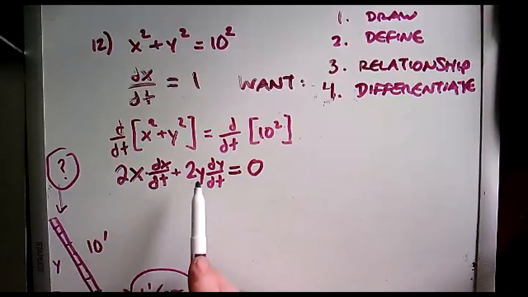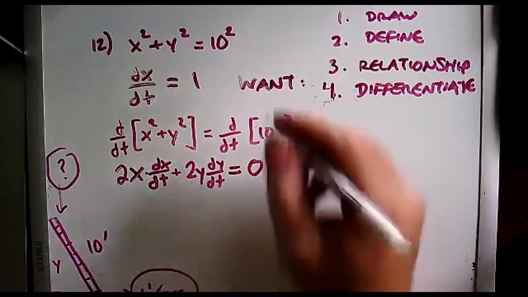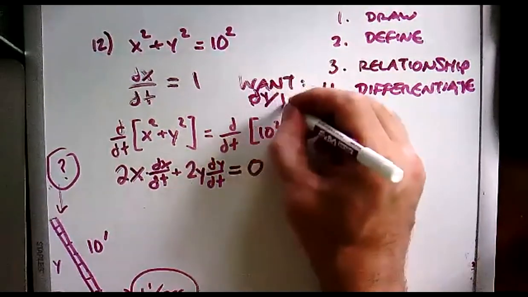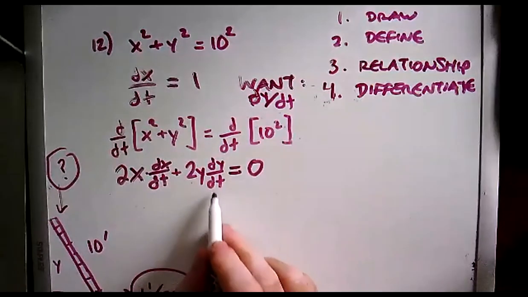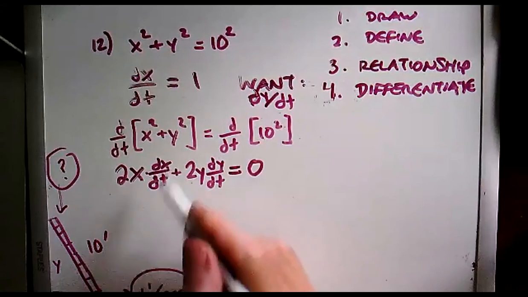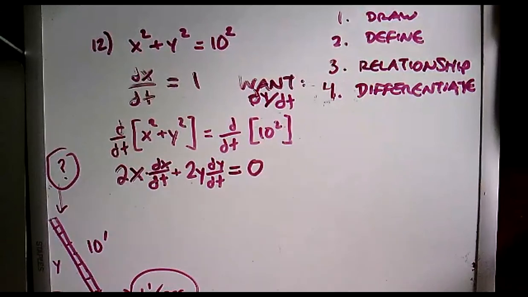Okay, so this looks a little bit like a mess. We have x's, y's, dx/dt, dy/dt, and we're going to need to plug in 3 of those things because in the end, what we want is dy/dt. So we want to solve for dy/dt. So we'll need to know x, y, and dx/dt. But we do know dx/dt. We know dx/dt is 1. And now the question is, can we find x and y?